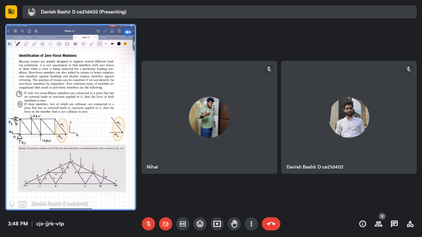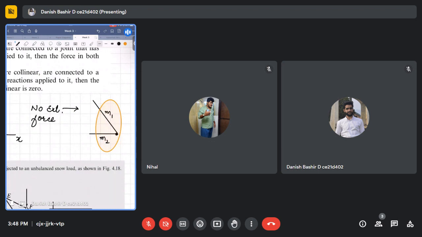Next, for these two members, M1 and M2, no external force is acting. Both are non-collinear, so both are zero force members. Hope this is pretty clear to you guys. I made this explanation very simple for you.